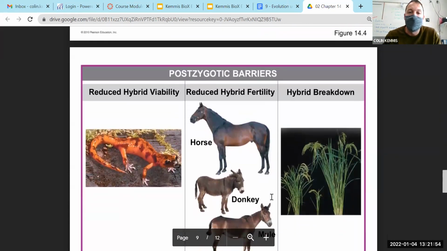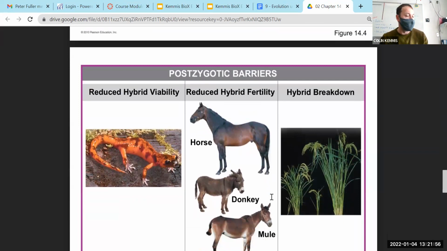All right, let's talk about post-zygotic barriers then. So this would be after the baby is born. What's going to be not the best with the resulting offspring? So the first one is reduced hybrid viability. This is when the offspring really aren't the healthiest. They're frail, maybe they don't fully develop. An example here would be this salamander hybrid.